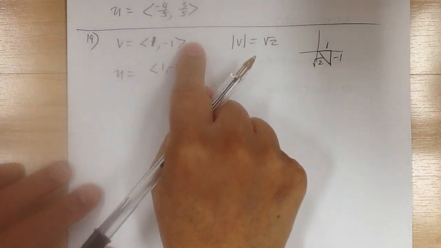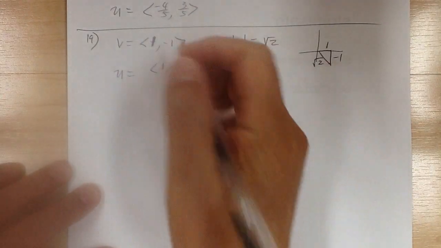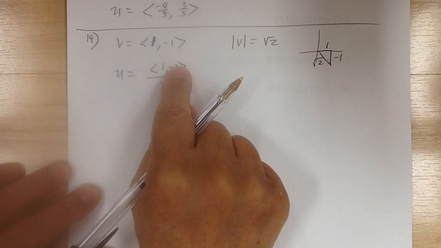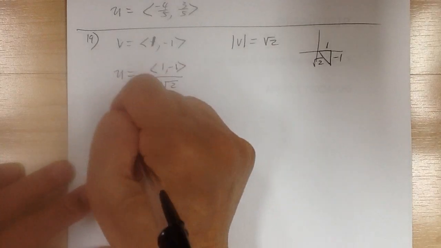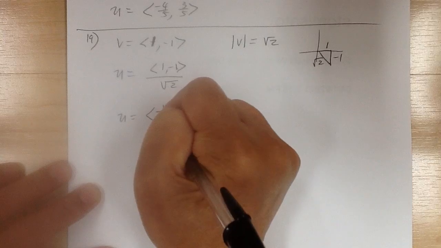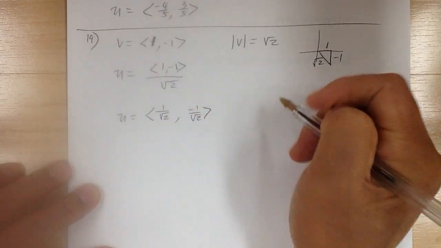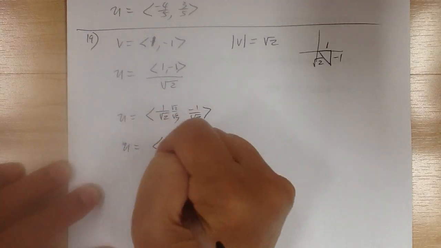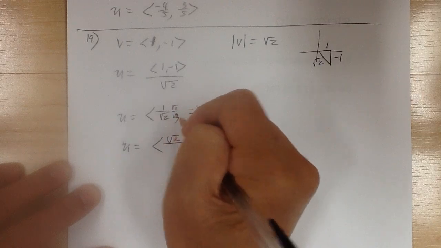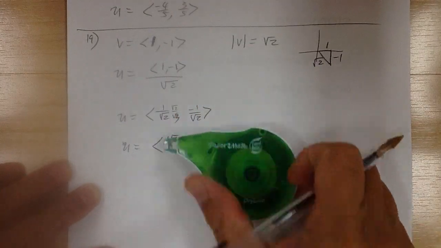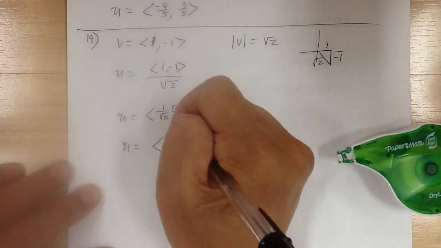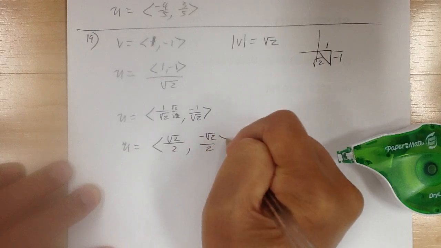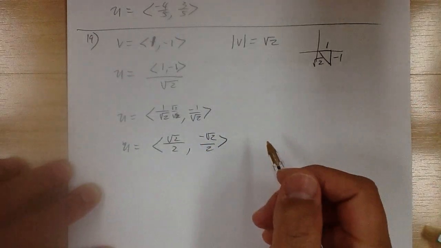Again, that's your direction, but this is the wrong length. This has a length of square root of 2, so you divide by square root of 2, which will give you a length of 1. So you get 1 over square root of 2, comma, negative 1 over square root of 2. Then you have to simplify, multiplying by square root of 2 over square root of 2, so this becomes square root of 2 over 2, and this will be negative because the signs are not the same.